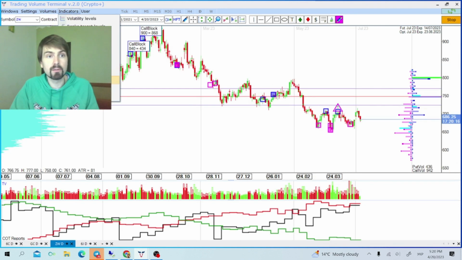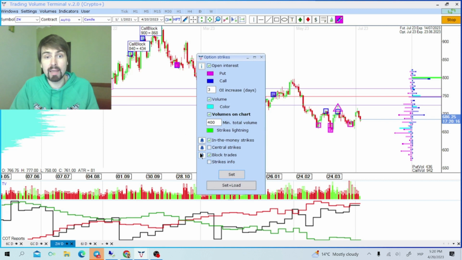Also, we can put alerts on these block trades. We choose option strikes and put the bell here, and all these block trades will be sent to you by email and also in the platform.